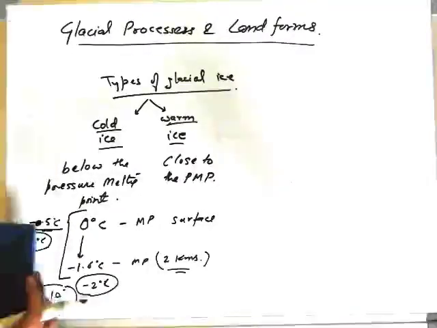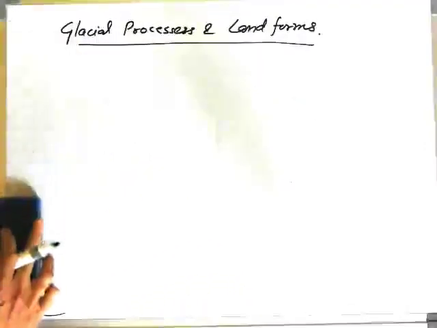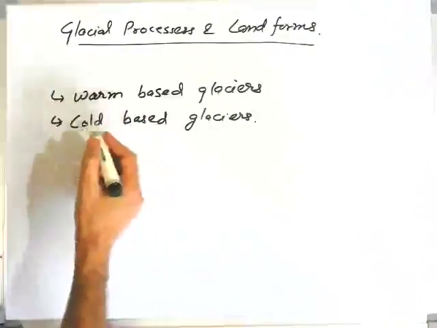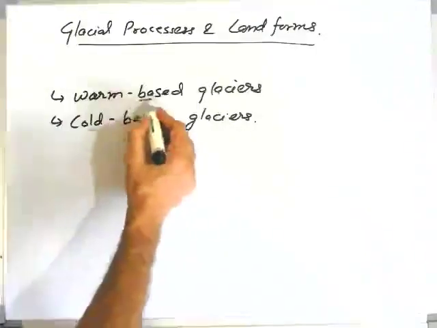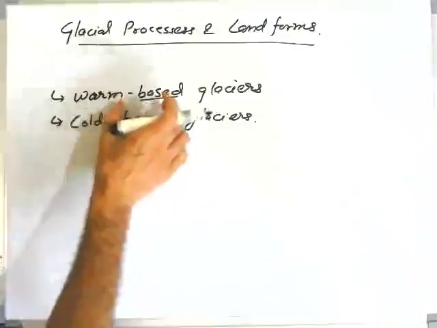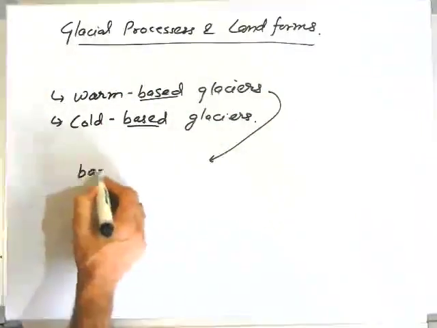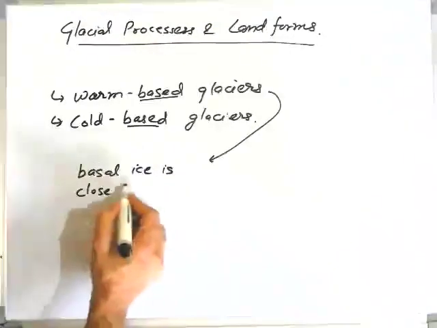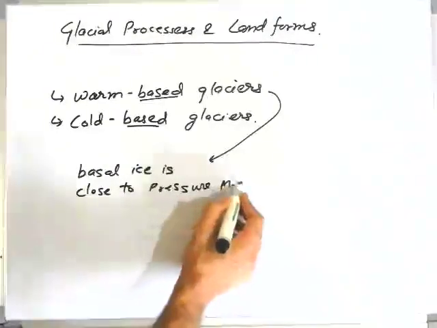Now, based on the type of ice present in a glacier, the glaciers can be divided into two types. Warm based glaciers: here please focus on this word, based. It means the glaciers which have a warm base, that means the basal ice is close to the pressure melting point of ice.